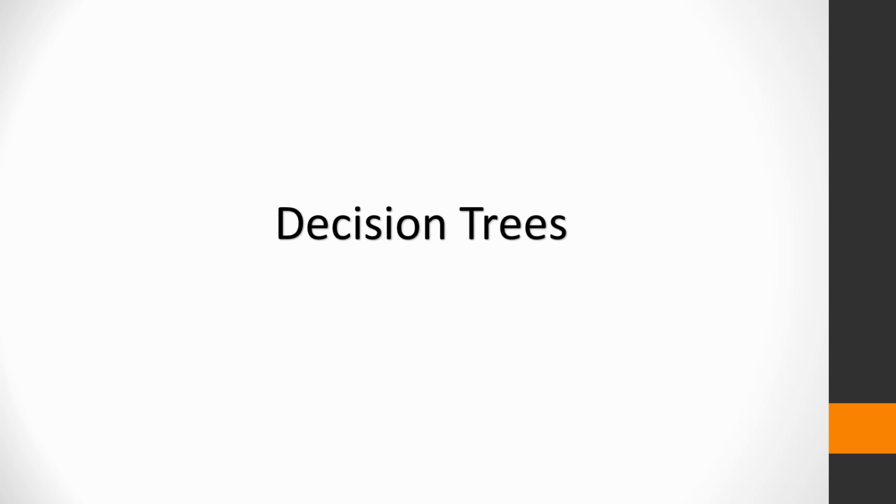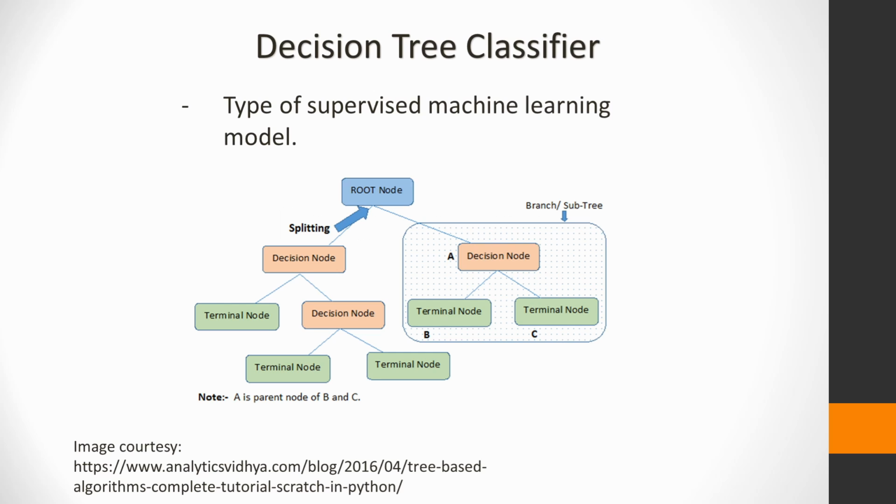In this video we will be discussing decision trees. Decision tree is a classifier. It is a type of supervised machine learning model. These are all the terminologies present in decision tree. There are several classifier models based on trees. Decision tree classifier is a basic one. It consists of root node, decision node and terminal node.